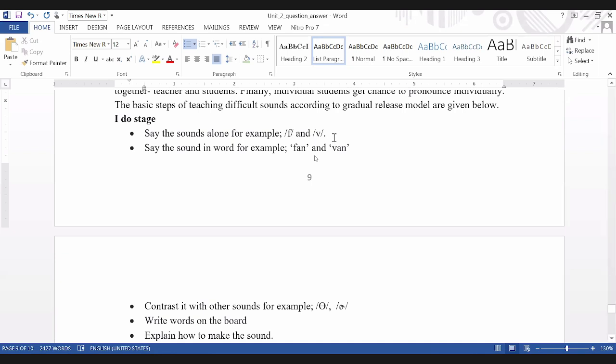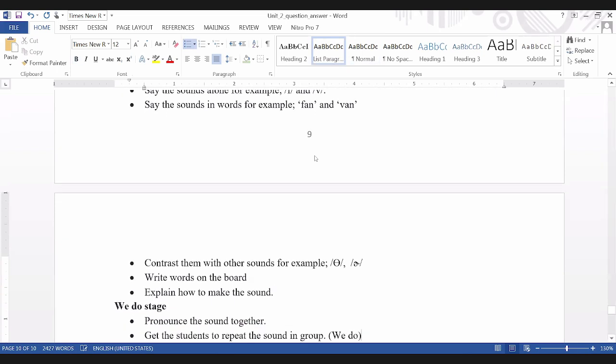Say the sounds alone, say the sounds in words. For example, fan and van, pan, ban. We say them in the word. Contrast them with other sounds. For example, th and the. Write words on the board, like fan, pan, ban. We write on the board. Explain how to make the sounds.